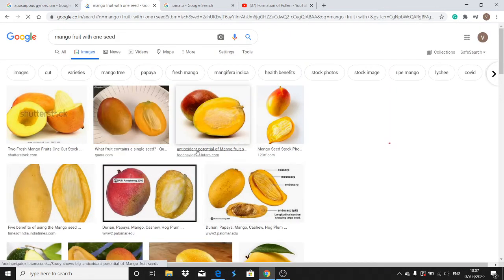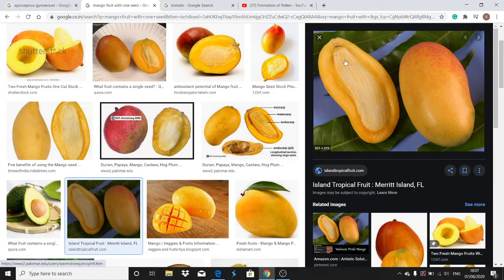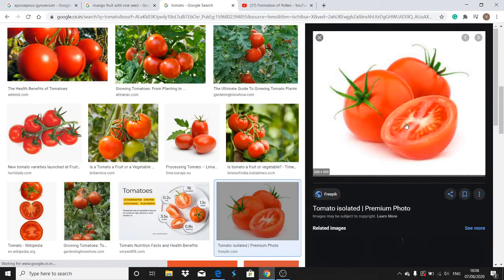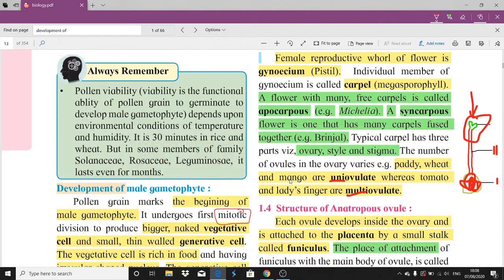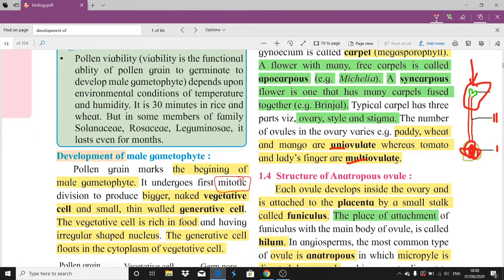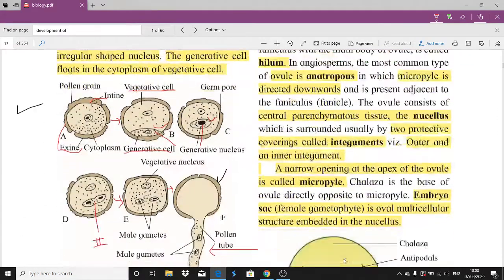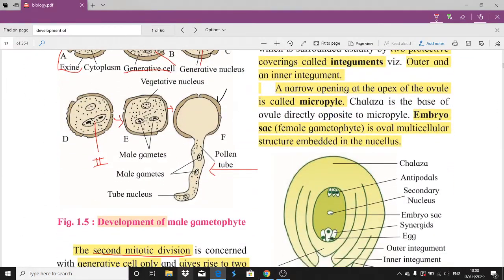सो मैंगो को अगर हम कट करें, सो ये आप इस डायग्राम में देख सकते हो. दिस इज अ सिंगल सीड, सो इट इज यूनी ओव्यूलेट. एंड द टोमेटो और लेडीज फिंगर, उसको अगर आप कट करें तो now see this cross section of tomato, so many seeds are present, right. So इसको हम बोलते हैं multi ovulate. So that's all about this part. तो यहाँ पे जो बहुत important हमारा section start होता है, that is the structure of anatropous ovule, जो हम कल देखेंगे. ये बहुत ही important part है. इसमें आपको ये diagram and all बहुत, इस पे भी major question आता है.